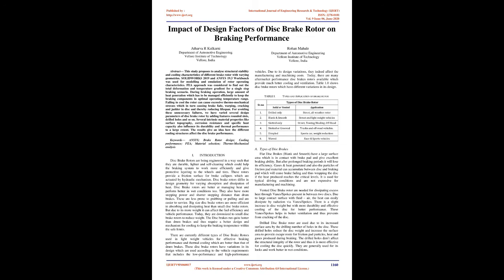For avoiding these unnecessary failures, we have varied several design parameters of the disc brake rotor by adding features like rounded slots, drilled holes, and so on. Several intrinsic material properties like surface topography, corrosion resistance, and specific heat capacity also influence its durability and thermal performance to a large extent. The results give an idea of how the different cooling structures affect the disc brake performance. Keywords: ANSYS, brake rotor design, cooling performance, FEA, material selection, thermo-mechanical analysis.